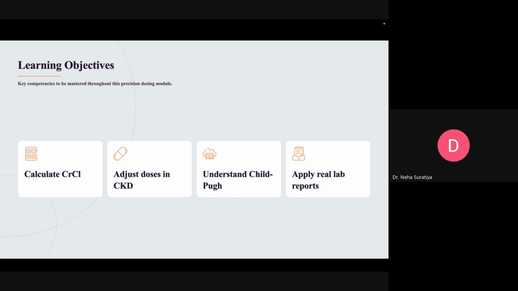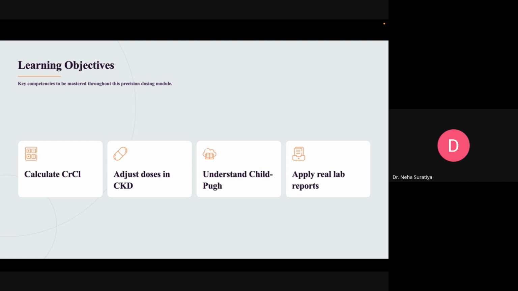Third, we will focus on understanding the Child-Pugh score. Now, you must know why liver disease severity matters more than just your AST, ALT. I hope you have an idea about AST, ALT, SGPT, SGOT and all. So these are the liver enzymes, right? And apart from that ratio, we need to understand why liver disease severity matters so much and how exactly we can calculate it by using Child-Pugh. Child-Pugh has one formula, guys, for hepatic dysfunction. I will let you know. That is our third learning objective.